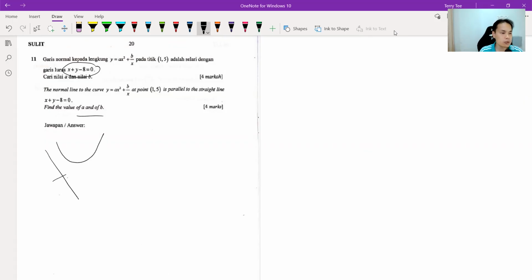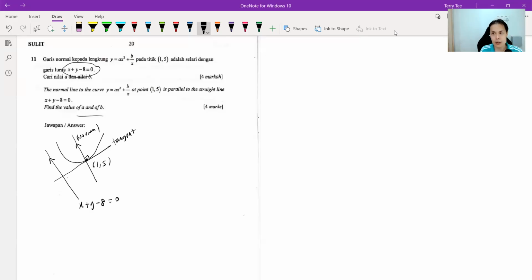The normal to this is a tangent to a curve. Oops, I'm missing a point. This is a tangent to a curve at a point. The point is 1, 5. This is the normal to the curve. And this is your tangent. This is your normal. And the normal is parallel to this straight line. This straight line is x plus y minus 8 equals 0.